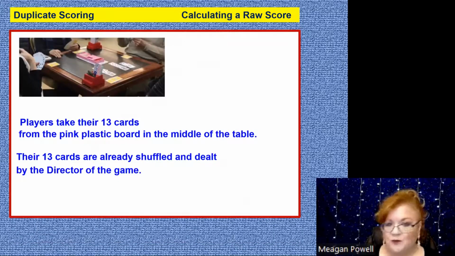Now, in the real bridge world, players take their 13 cards out of that pink plastic board.